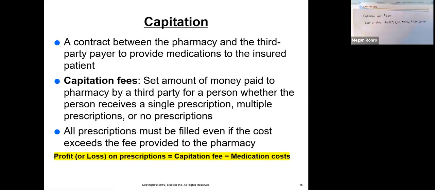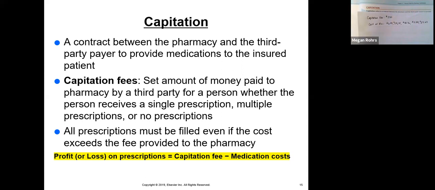Capitation is discussed on page 473 in the book. A capitation fee is basically just a monthly set payment that's paid to the pharmacy by an insurance company for a patient, no matter how many prescriptions they get for that month. The reason insurance companies would agree to these fees is to ensure that they pay a flat rate each month, no matter the cost of the prescriptions that the patient actually gets.